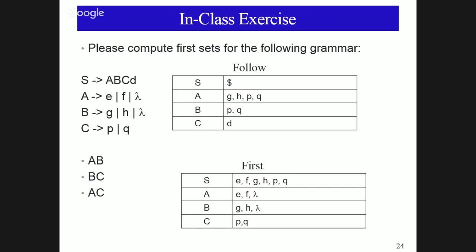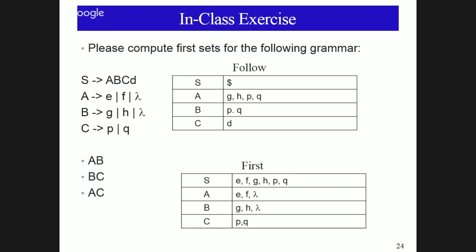Then I look at the follow set of B. The follow set of B is P and Q. Follow means if I'm done looking at B, I don't need B anymore. I should see a P or a Q. So if I did see a P or a Q, that means B were to go to lambda, right? Because they follow B. I didn't have any more B, so I should see P and Q.